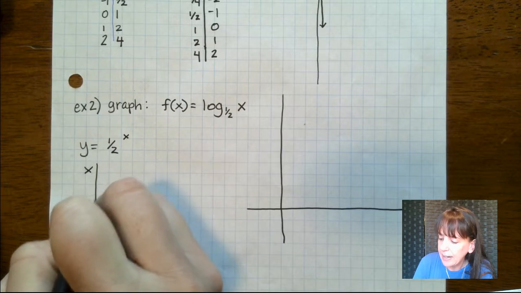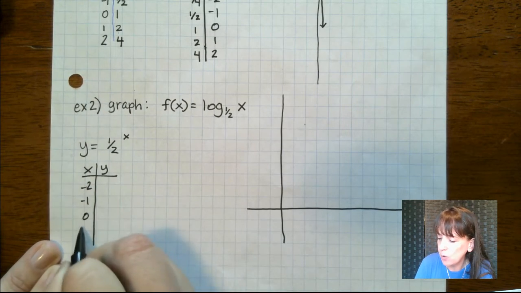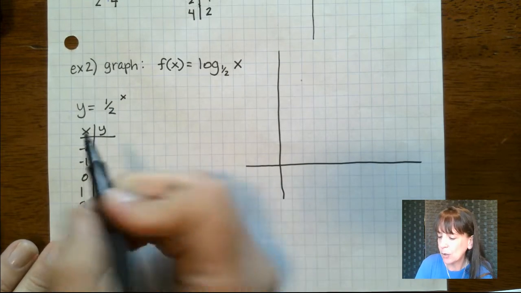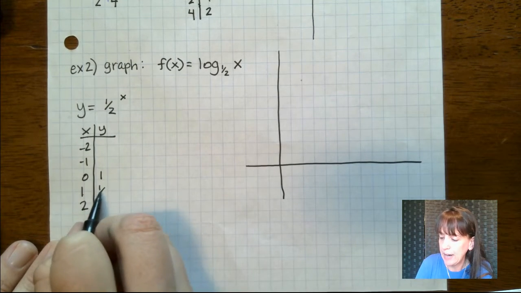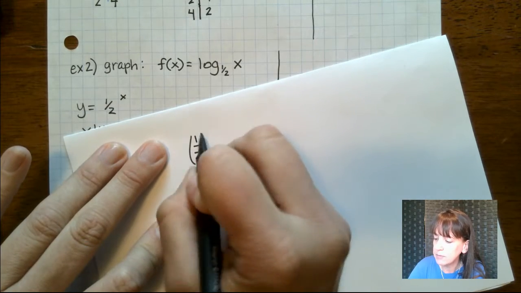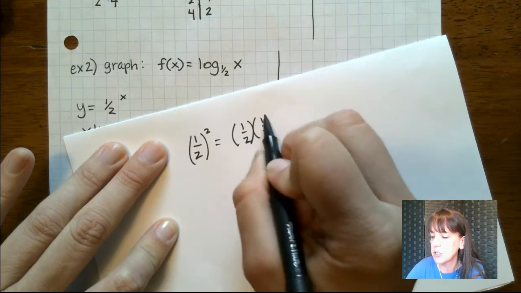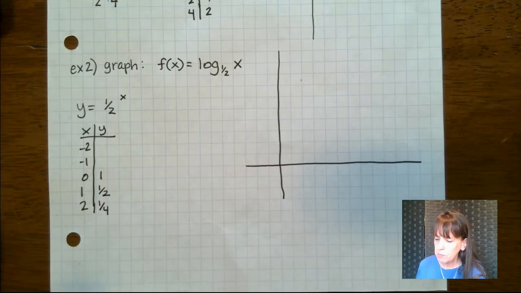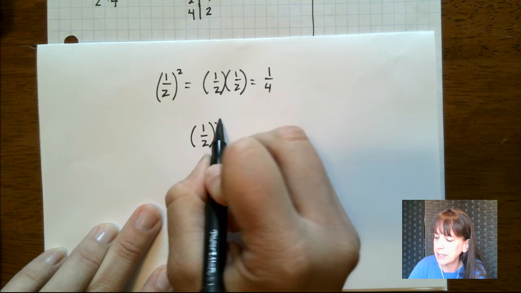So we've got x, y, -2, -1, 0, 1, and 2. And again, I like to choose 0 because you start there. Anything to the 0 power is 1. Now, 1/2 to the 1 power is just 1/2. 1/2 to the 2nd power is the same as saying 1/2 times 1/2, which gives you 1/4. Now, what about the negative values? Let's do some side work here. 1/2 to the -1 power.